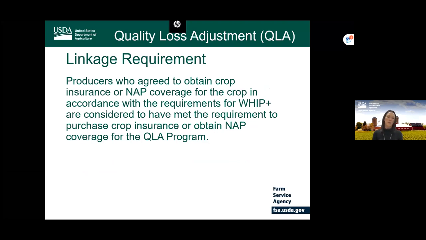An exception to that 2022-2023 requirement would be if a producer obtained or received a payment for 2019 QLA and they purchased crop insurance in 2021 and 2022, they can request an exception to utilize that 2021 and 2022 crop insurance purchase to meet linkage.